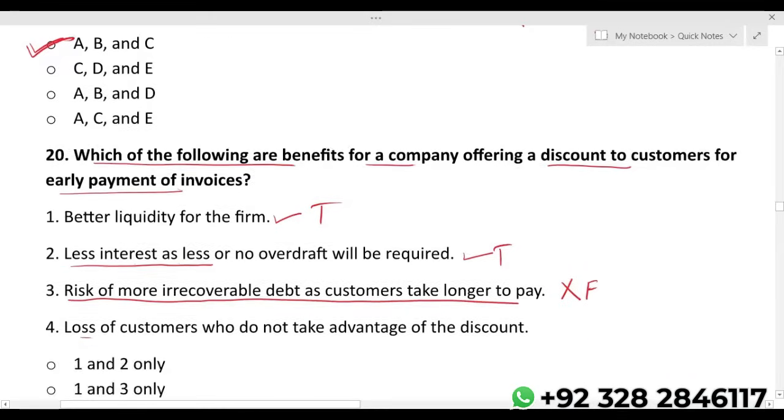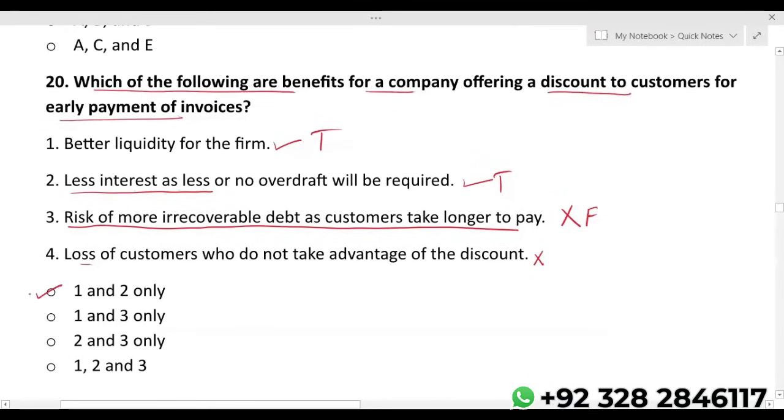Loss of customers who do not take that one. Come on. Actually, normally what happens, we give the option. It's just an option with the customer. If you want, you can get the early settlement discount. It does not mean if you don't want it, we will not sell you the goods. No. If you're not getting the discount on early payment, then you just make the payment on normal credit terms. So the answers are 1 and 2. I would say a pretty easy question.